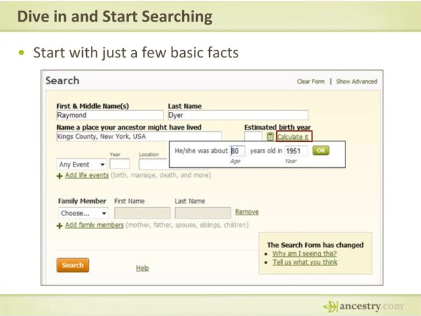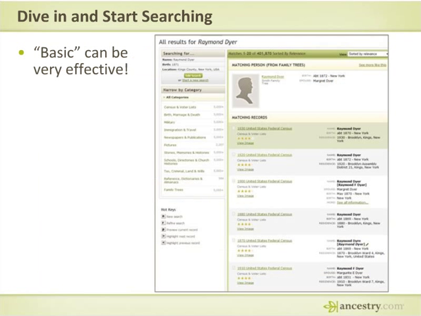And in this case, this basic search was very effective. It pulls up an online tree as well as 6 census enumerations. In fact, it gives us every available census from 1870 to 1930 that he was alive for, or that is available to us. Again, we don't have the 1940 available.